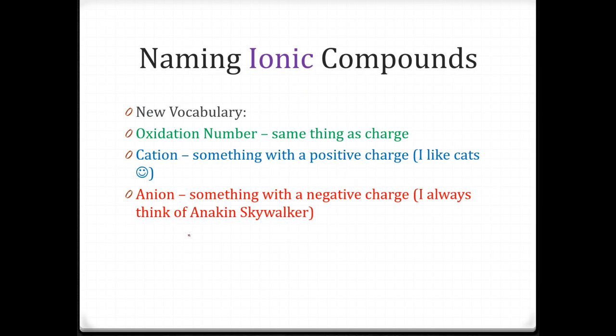So some new vocabulary for you to learn. Oxidation number is the same thing as saying charge. Cation is an ion with a positive charge. I think of cats because cats make me happy, so put a little smiley face. Alright, anion is an ion that is negative.